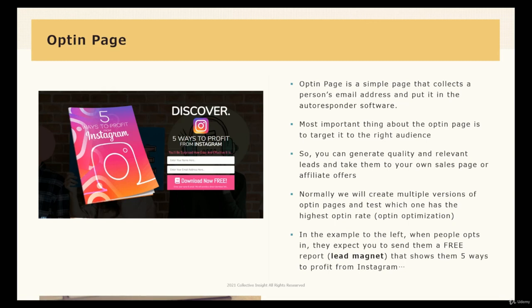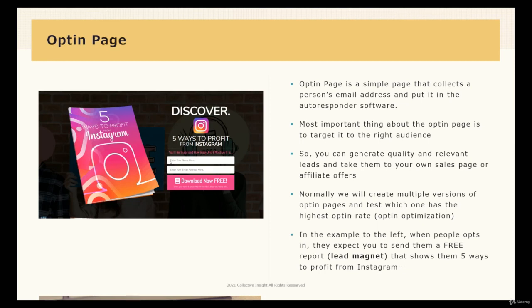Normally we will create multiple versions of the opt-in pages to test which one has the highest opt-in rate. So this is an example of the opt-in page on the left, and this is the one I built to market my Instagram book. I do have multiple versions of this opt-in page, and some are working a little bit better, some are not working as well. But you don't know which one works unless you test. This is something we call opt-in optimization, okay? And again, we will talk about that more later in this course.